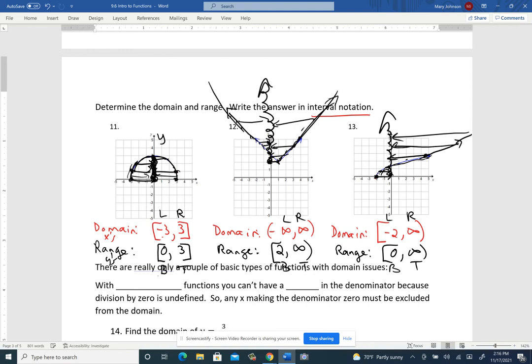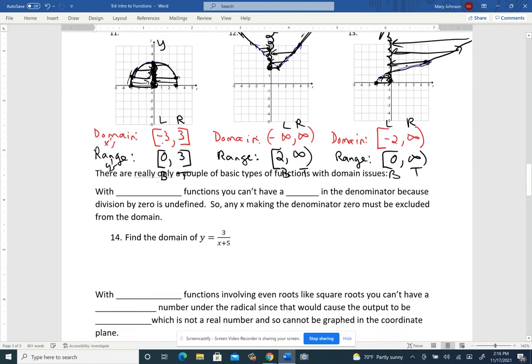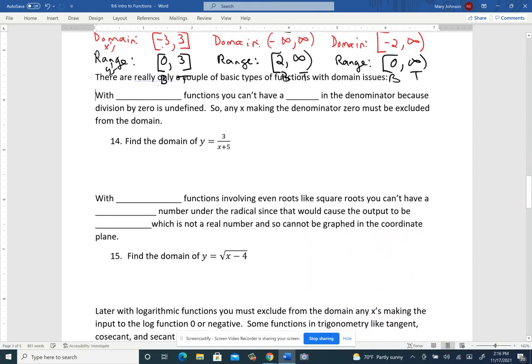All right, now, one more thing on domain. There's really not a lot of domain issues. Let me erase that bottom to top so you can see the words better. There are only a few functions where there are domain issues. You've already encountered them. One of them you encountered in chapter 7, one in chapter 8. We just weren't talking about them in terms of functions yet.